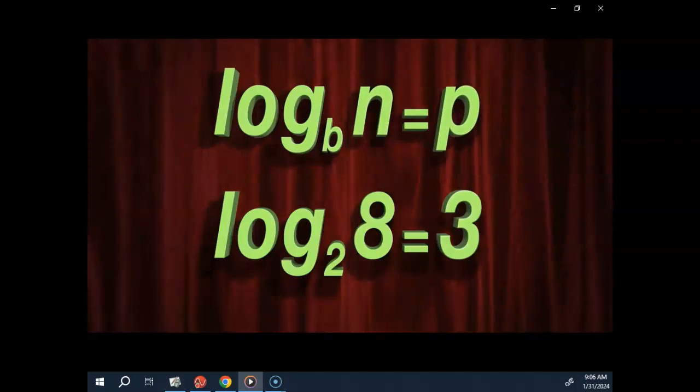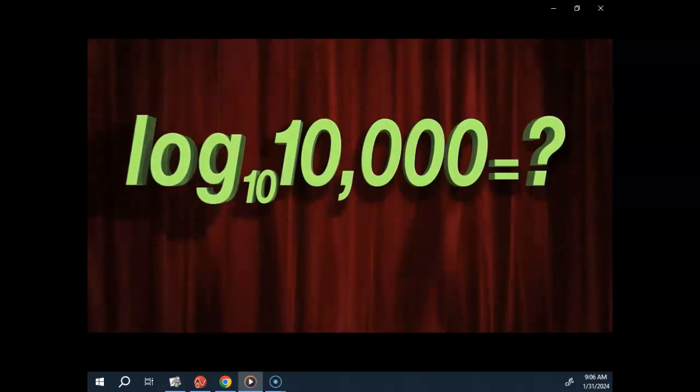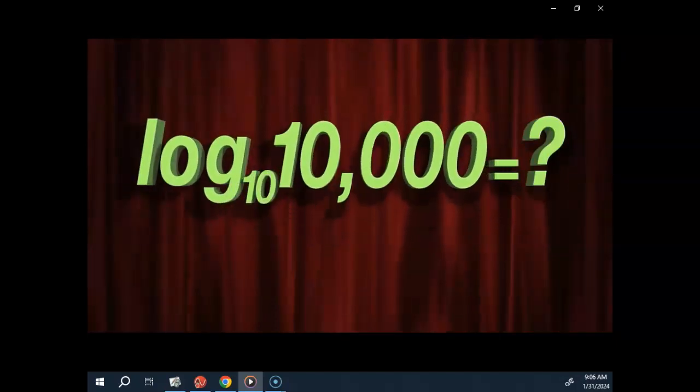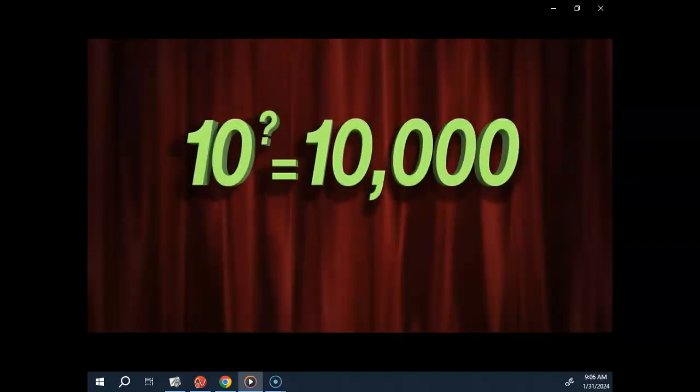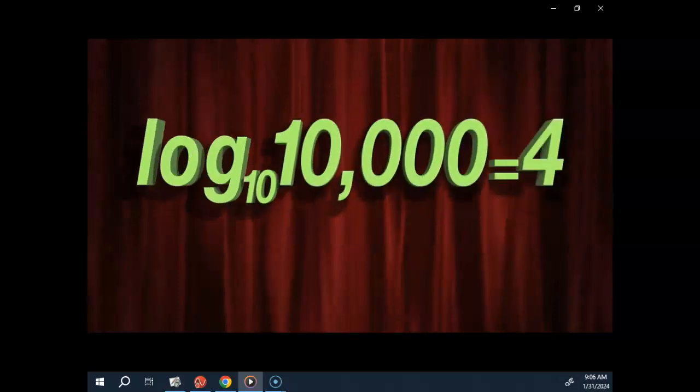This is starting to sound a bit confusing with all the variables. So let's show this with an example. What is the value of log base 10 of 10,000? The same question could be asked using exponents. 10 raised to what power is 10,000? Well, 10 to the 4th is 10,000. So log base 10 of 10,000 must equal 4.